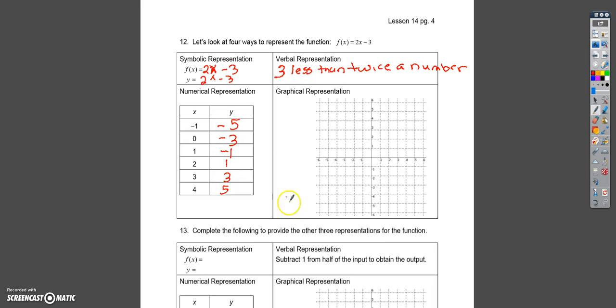Okay, and then graphing them: -1, -5; 0, -3; 1, -1; 2, 1; 3, 3; and 5, 4, 5. So we can see here, if we did the vertical line test, we would have a function.